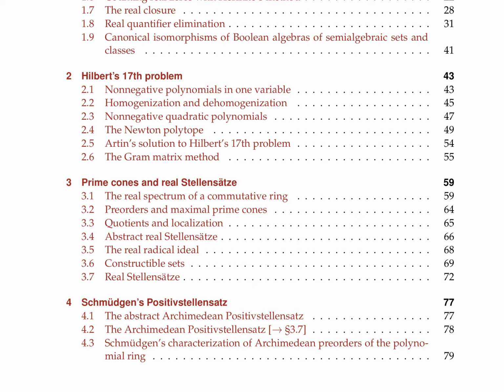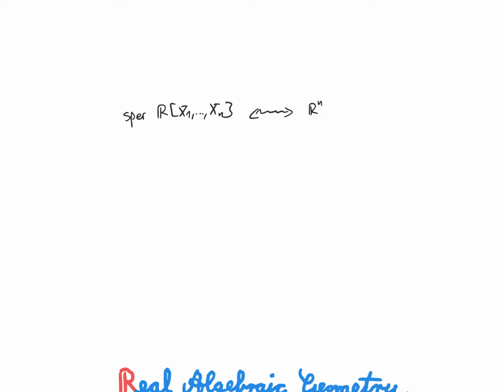So we actually related, maybe in the easiest case, we were looking at the polynomial ring in n variables over the reals, and we wanted to relate its real spectrum somehow to R^n, right?